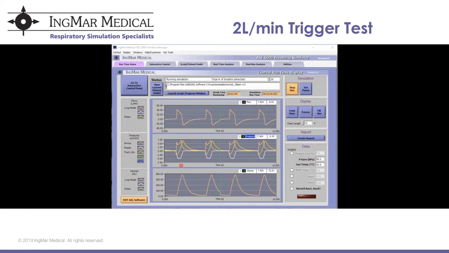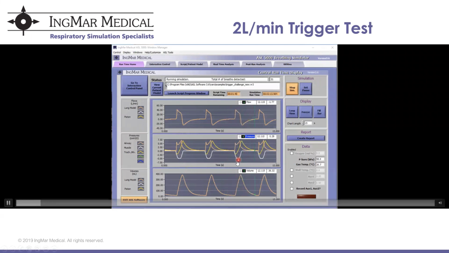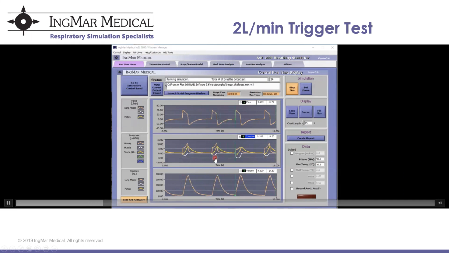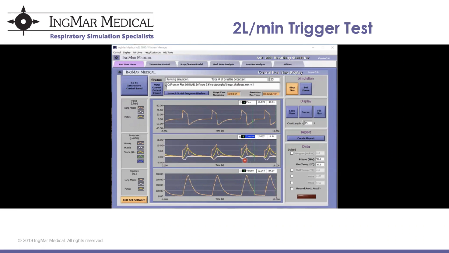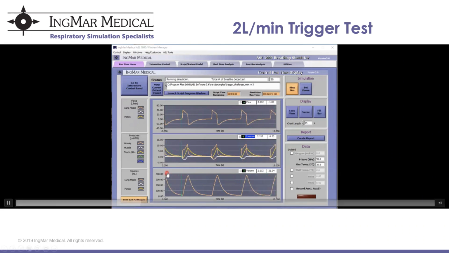And you can see we have right now the 5 centimeters of water effort. And now we are starting this. So we have 1 breath, 2 breaths, diminishing, 3 breaths. They are still triggered, as you can see. And 4 and 5. Yes, it is still being triggered. 6, 7. You can see there's a little bit more of a delay now. And at 8, we are actually missing the breaths.